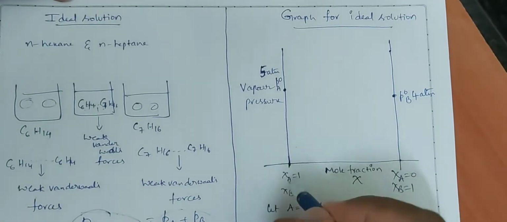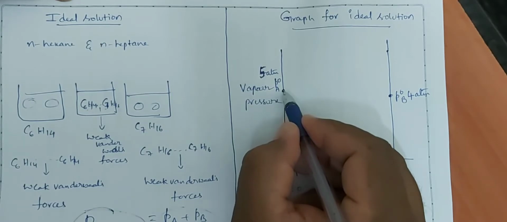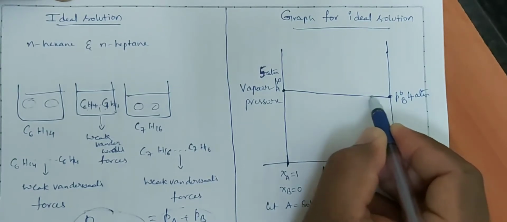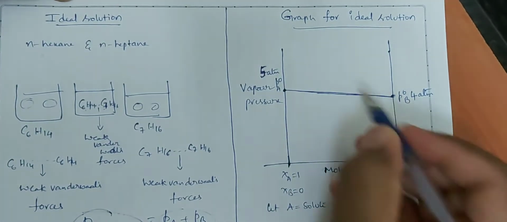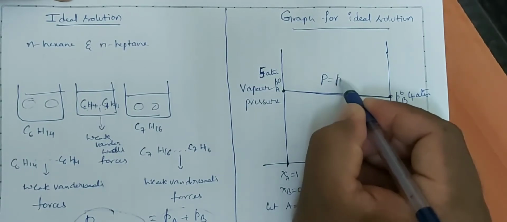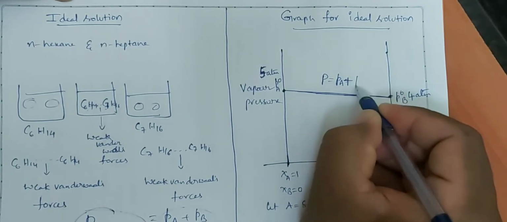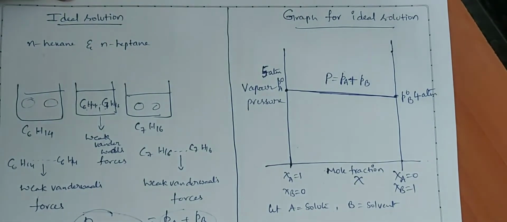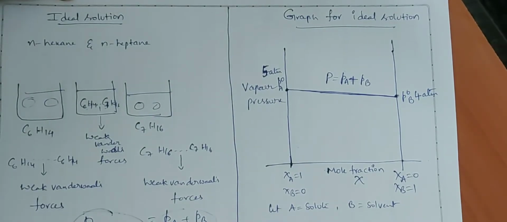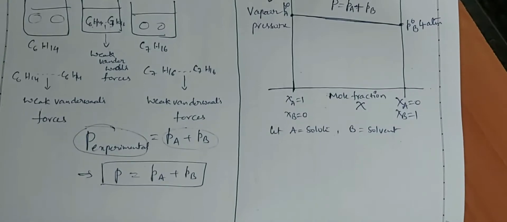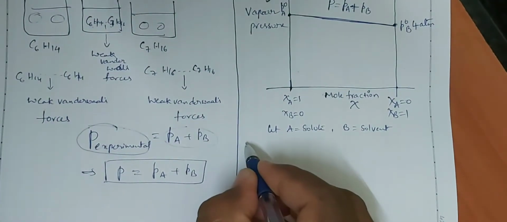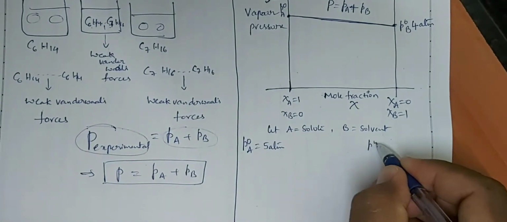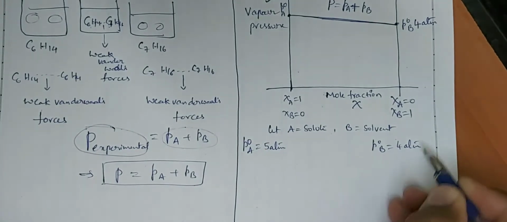Now in between them we are going to take various solutions. Those solutions' total pressure follows this line. If it is on the line, that is total pressure P is equal to PA plus PB. This line is representing total pressure P is equal to PA plus PB. Now I am going to explain by taking numerical values. First I am going to tell once again: P naught of A is equal to 5 atmospheres, it is fixed. P naught of B is equal to 4 atmospheres.